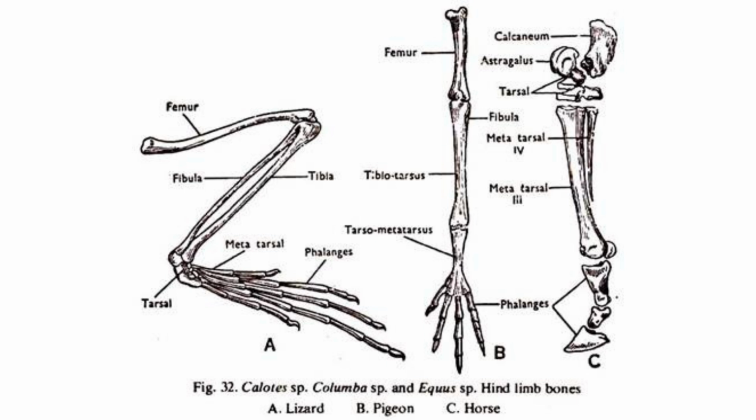In frogs, the tibia and fibula are fused into a single bone called tibiofibula. In reptiles, the tibia and fibula remain separate. In birds, the fibula is vestigial. In mammals, the tibia and fibula remain separate.